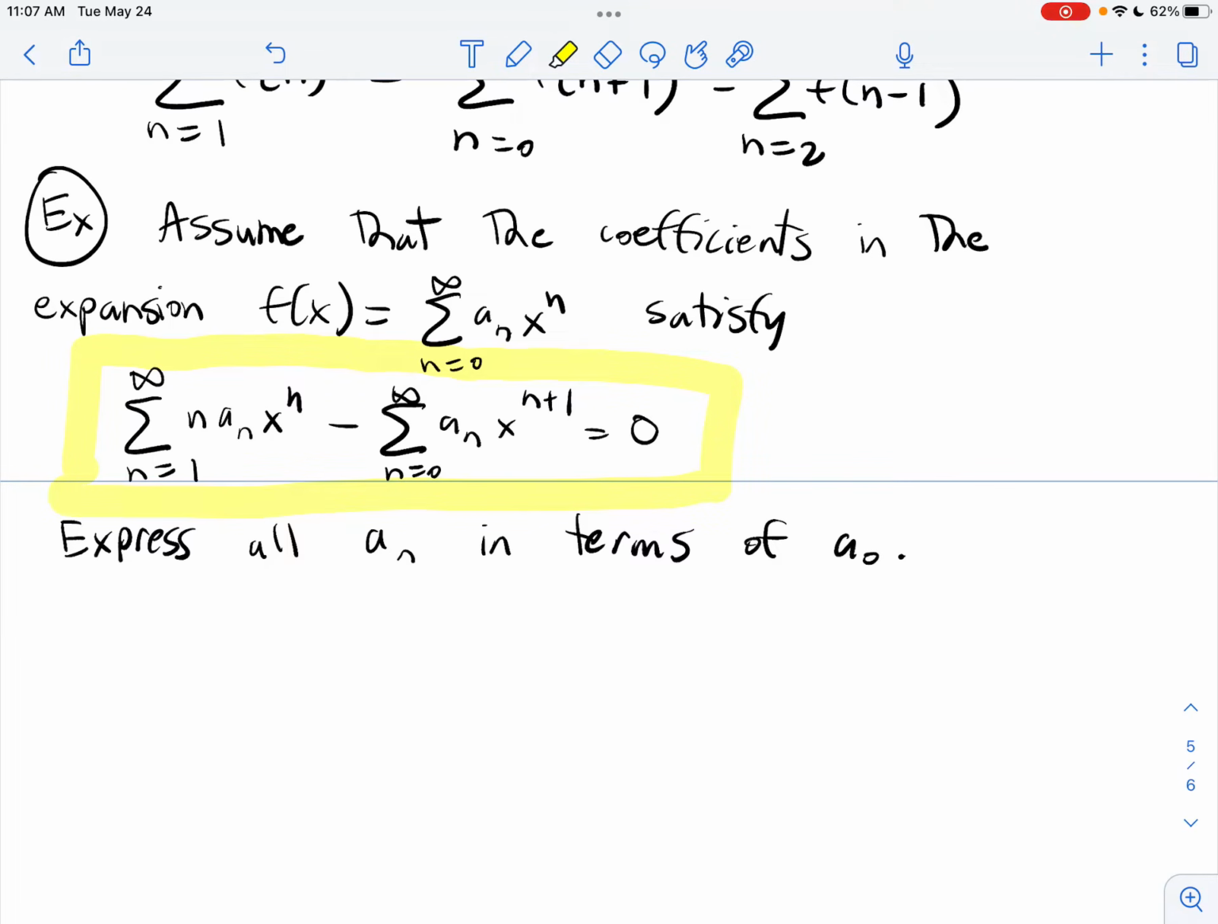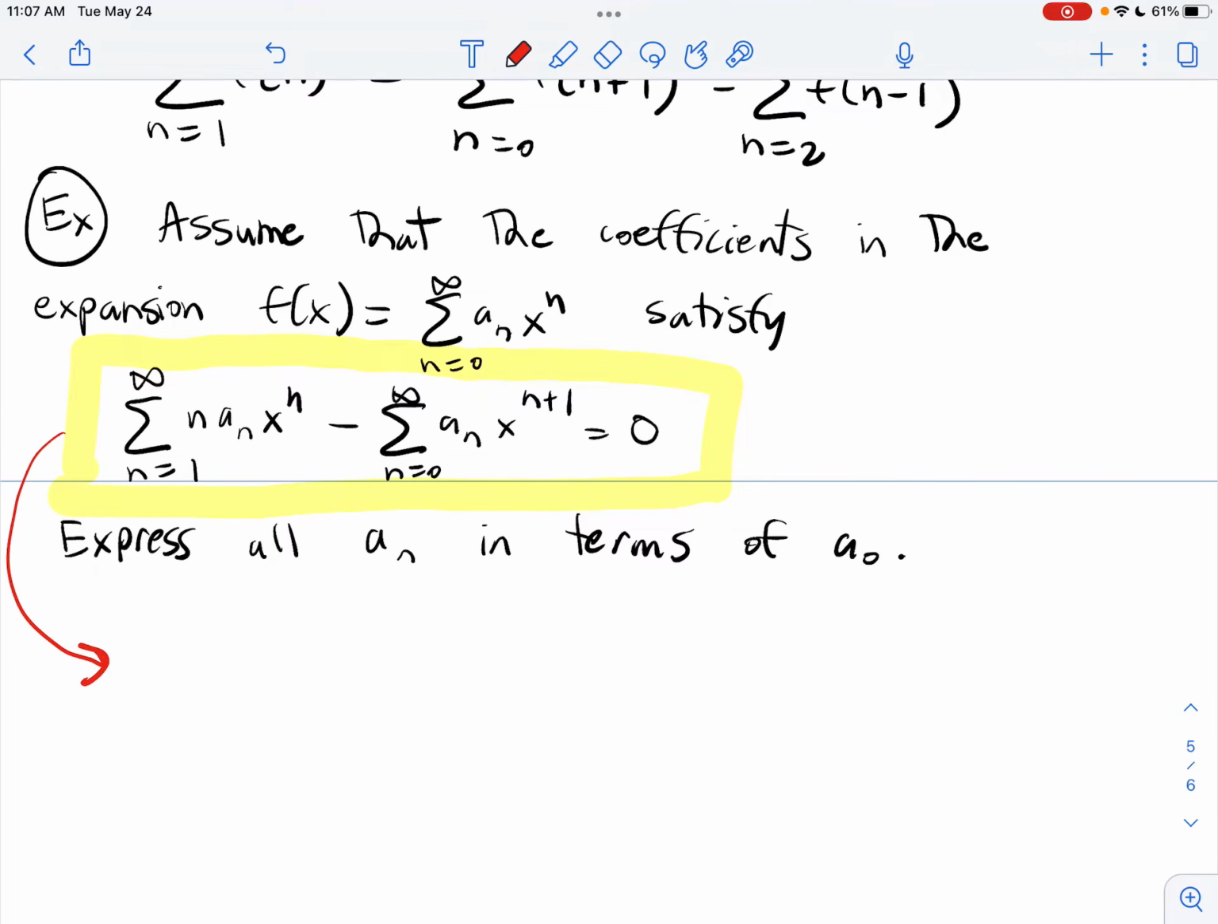This equation gives us a way to relate the terms together. And this example is really important because this is the general technique that we're going to be using in the next section in order to solve differential equations using series. So pay close attention to how this problem is solved. Okay, so we need to take this guy that we just wrote down.